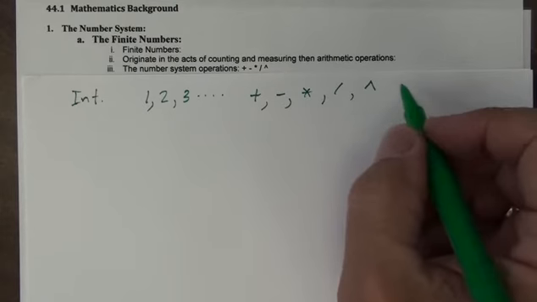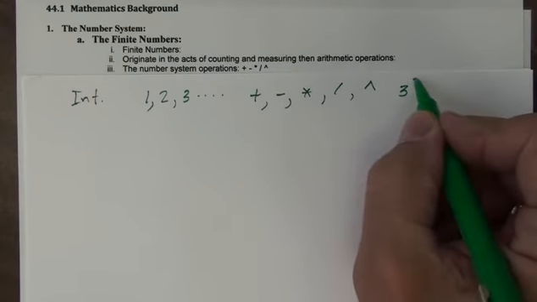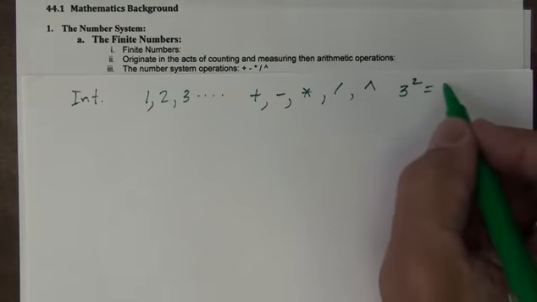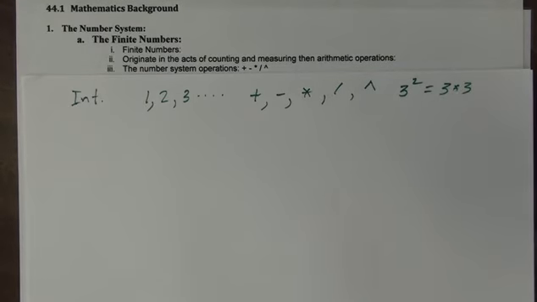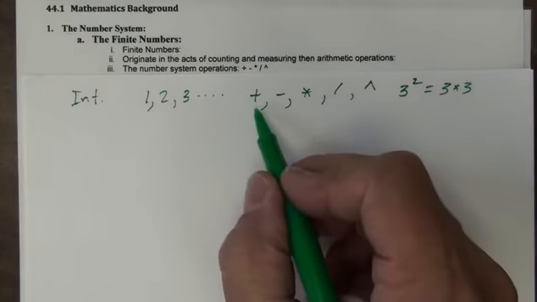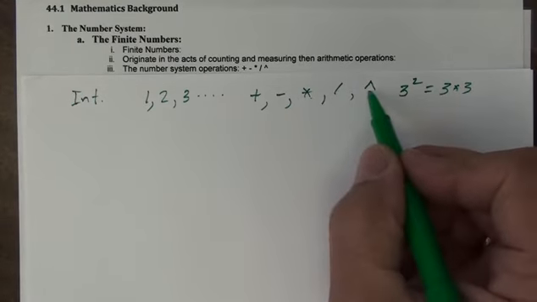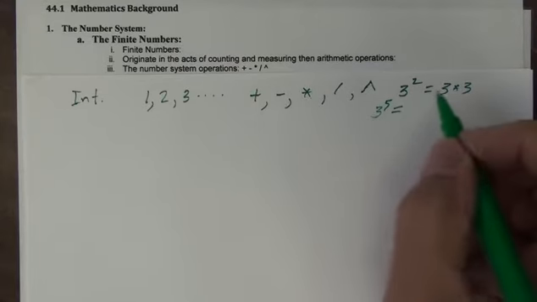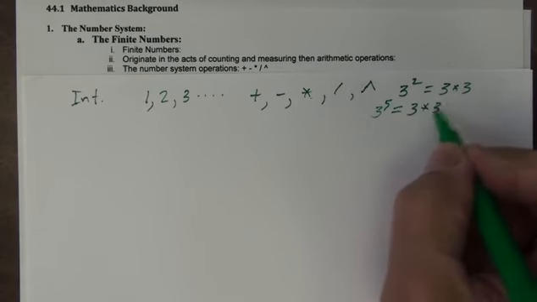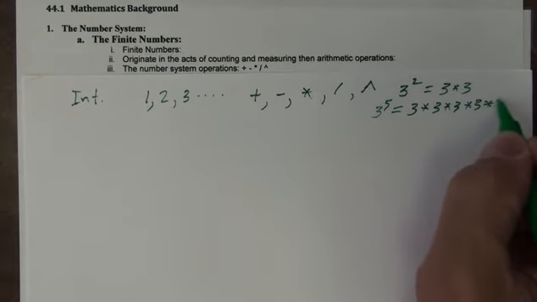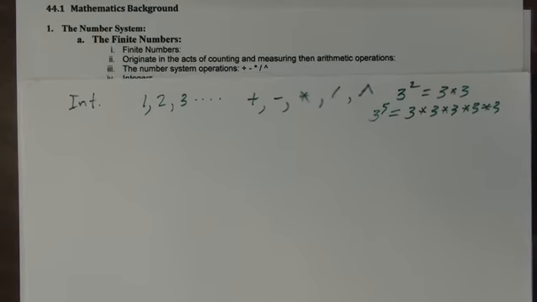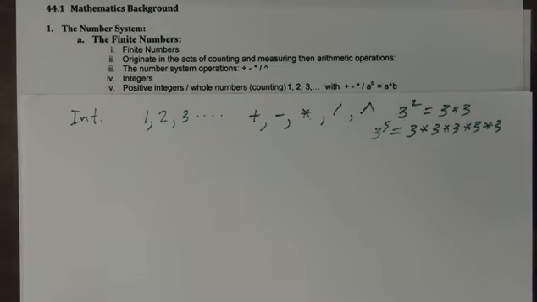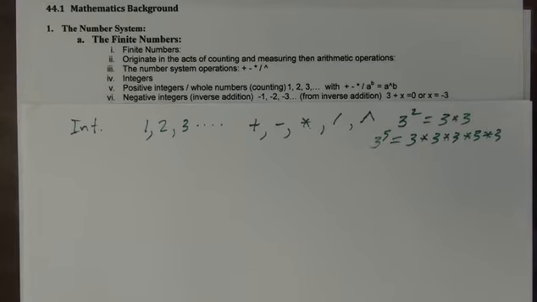Exponentiate means that we take something to some power, like we take 3 and we square it, meaning 3 times 3, or if we cube it, we multiply it by itself 3 times. So this is normally the set of symbols we use for add, subtract, multiply, divide, and for exponentiate. And so 3 to the 5th would be equal, by definition, to 3 times 3 times 3 times 3 times 3, 5 times.